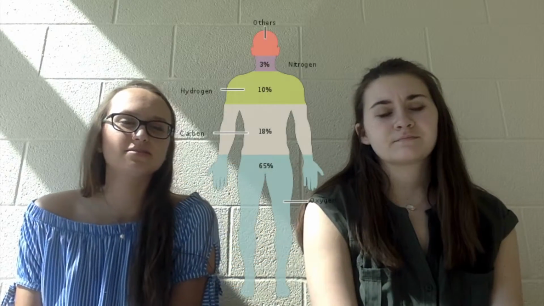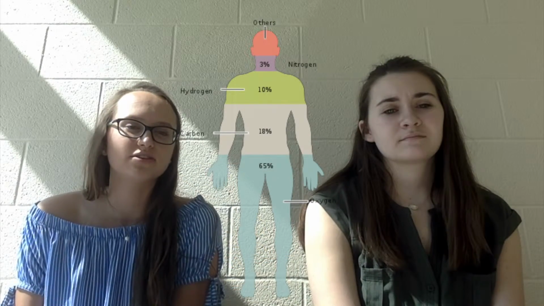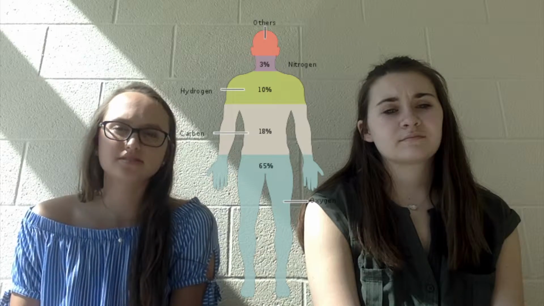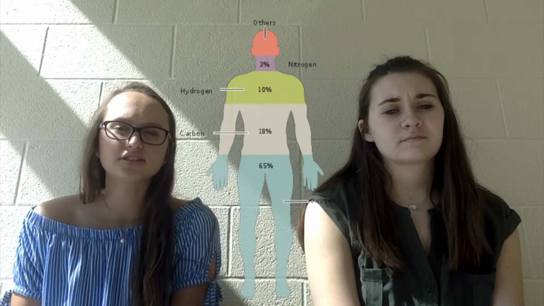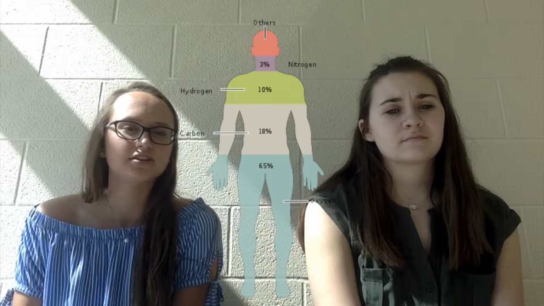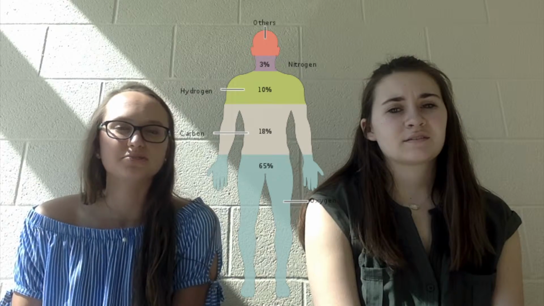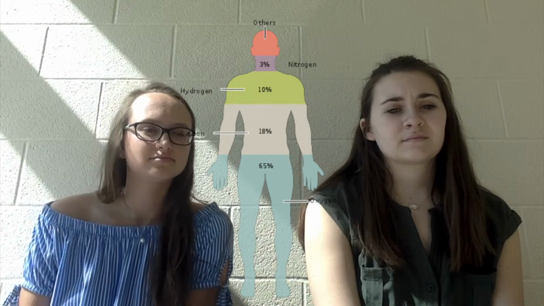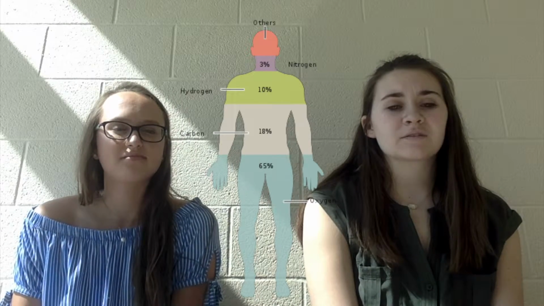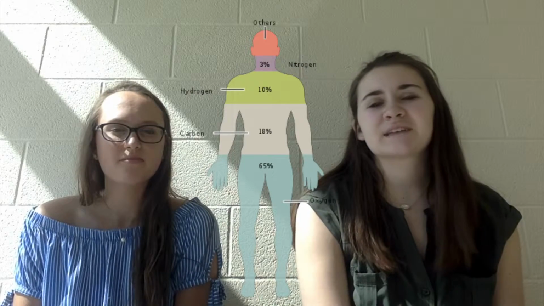When talking about elements, the most abundant ones found in our bodies are carbon, which is the basis of all macromolecules, hydrogen, oxygen, and nitrogen, which is a constituent of amino acids, which make up proteins. These elements altogether make up 96% of the human body chemistry.